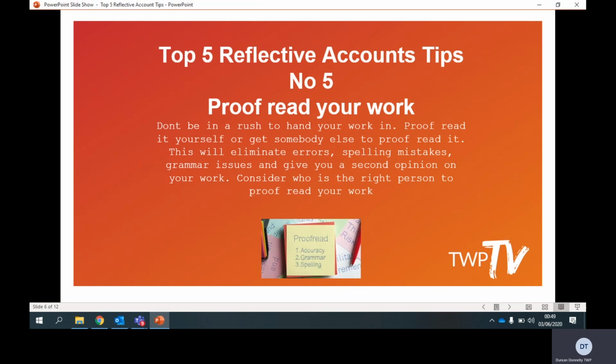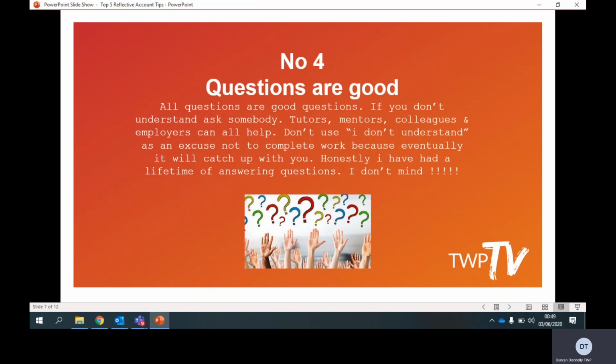Okay, but please consider who is the right person to proofread your work. As an example, if you've got a younger brother who's 11, 12, 13 years old, I would suggest that that's not the best person to proofread your work. So please consider who the right person is. But I know at the moment we don't have many students actually proofreading work. It's really vital, and it'll cut down on the amount of work that you have to do. So that's number 5, proofread your work.